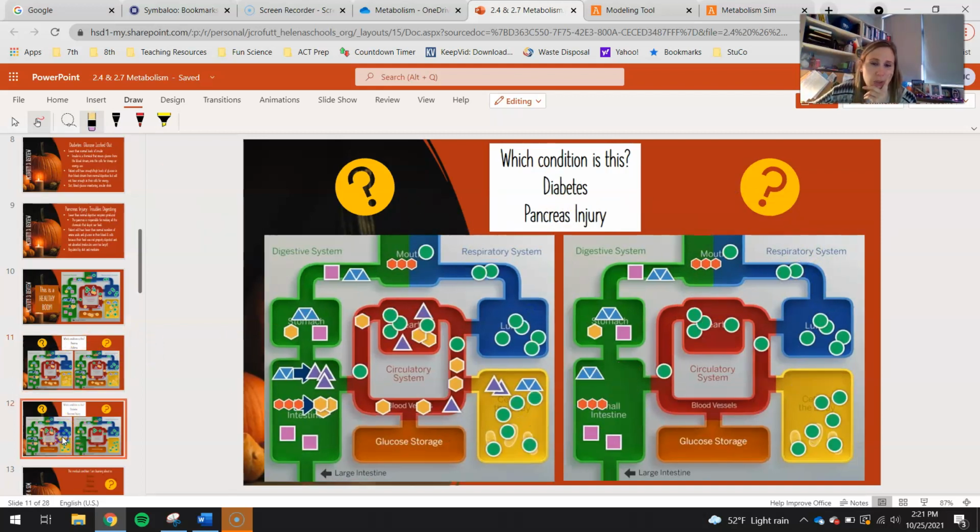The next one looks at glucose. So one of these is diabetes, one of these is pancreas. So go ahead, take a second, pause this video, figure out which you think is diabetes and which is a pancreas injury.